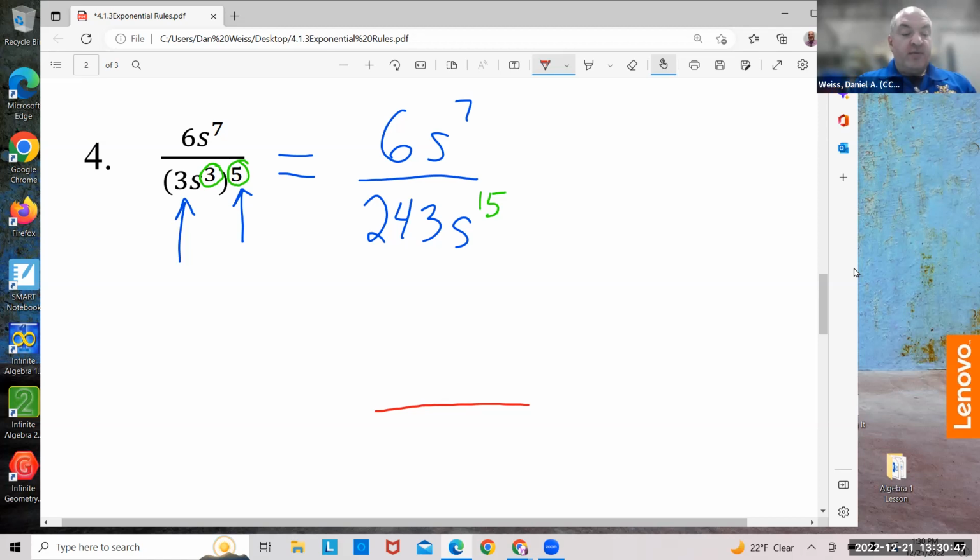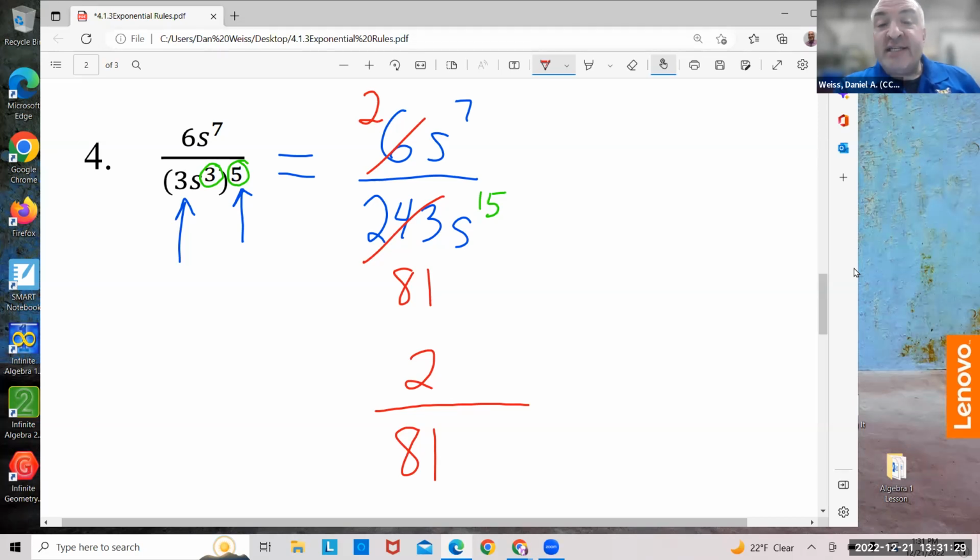Well, does 6 go into 243? Nope. But does 3 go into 243? 243 divided by 3 is 81. Yes, it does. So what I'm going to do is I'm going to divide both of these by 3. 3 goes into 6 twice. 3 goes into 243 81 times. So I have 2 over 81. If you don't reduce, Delta Math will mark you wrong. Don't let Delta Math mark you wrong.